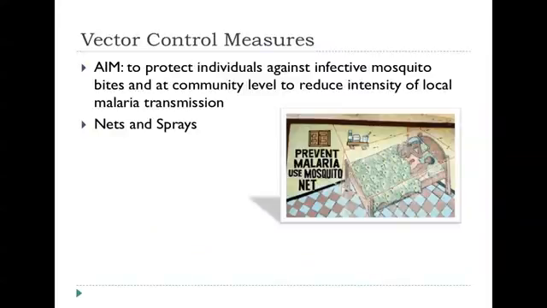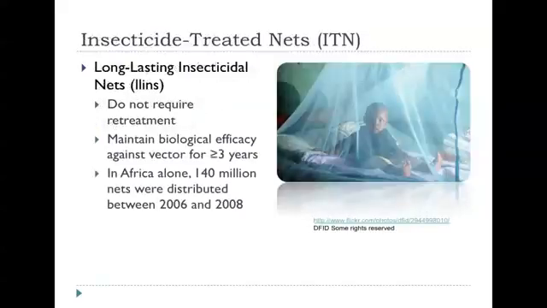So we can control the vector, and the aim here is to protect individuals against mosquito bites, and at the community level we hope that we can reduce the intensity of local malaria transmission. Basically there are two options: nets and sprays. You can use mosquito repellents as well, but those are a minor component. The two big things are nets and sprays.